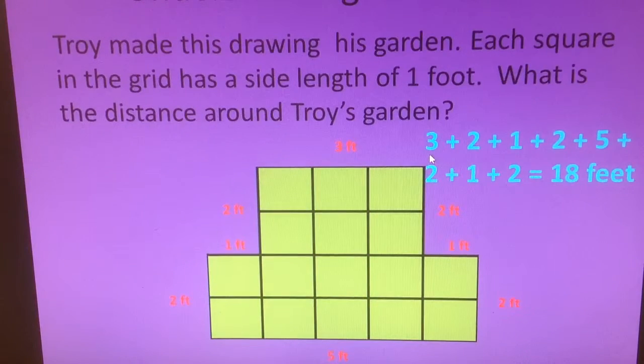So we can also talk about adding in groups. Instead of saying 1 plus 1 plus 1 plus 1 plus 1, we could say, oh well, across the top it's 3, so I can add 3. Down this side it's 2, so I can add 2. It's the same way to find perimeter. It's just adding numbers that are a little bit bigger.